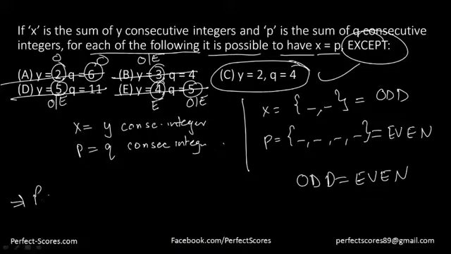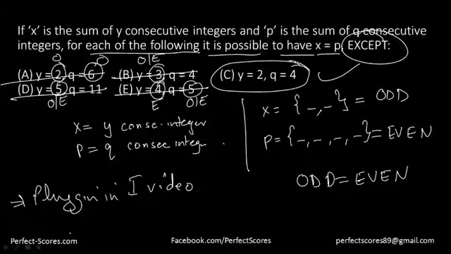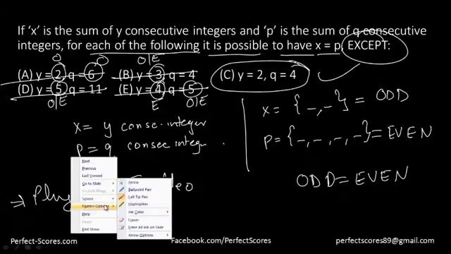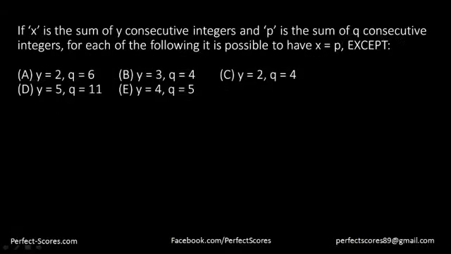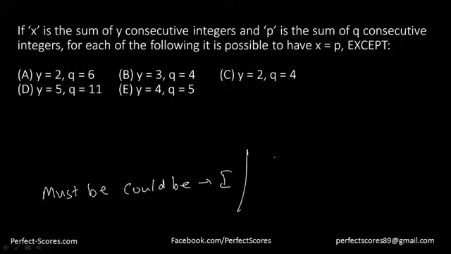So if you go ahead and watch the plugging in video, I'm just relating this video here. If you watch the must be could be video, yeah, that one, in that I have actually explained a question regarding x being the sum of y consecutive integers and p being the sum of q consecutive integers. If y is equal to 2 times q, which of the following is true except. So try to solve that question now.